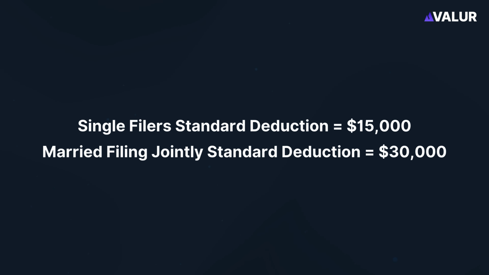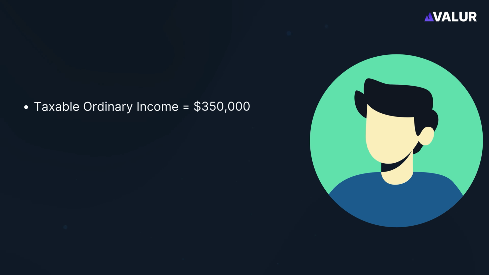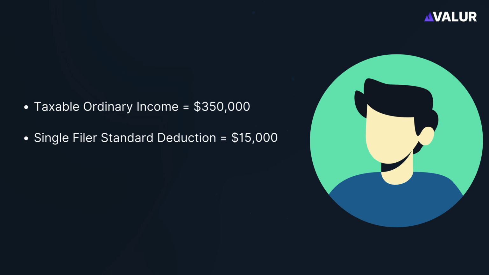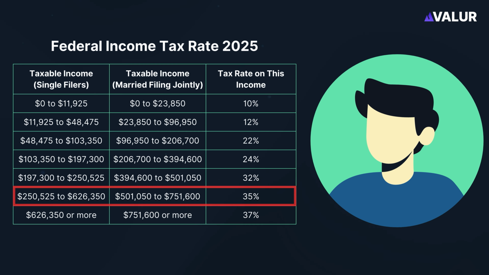Moreover, federal income taxes come with a standard deduction. For single filers, it is $15,000, and for married filing jointly, it is $30,000. Let's understand this with the help of an example. Here's Jack, who has a taxable ordinary income of $350,000. He is not married, so he is subject to the single filing standard deduction of $15,000, which brings his taxable income down to $335,000. Jack falls into the 35% tax bracket under the progressive tax system.